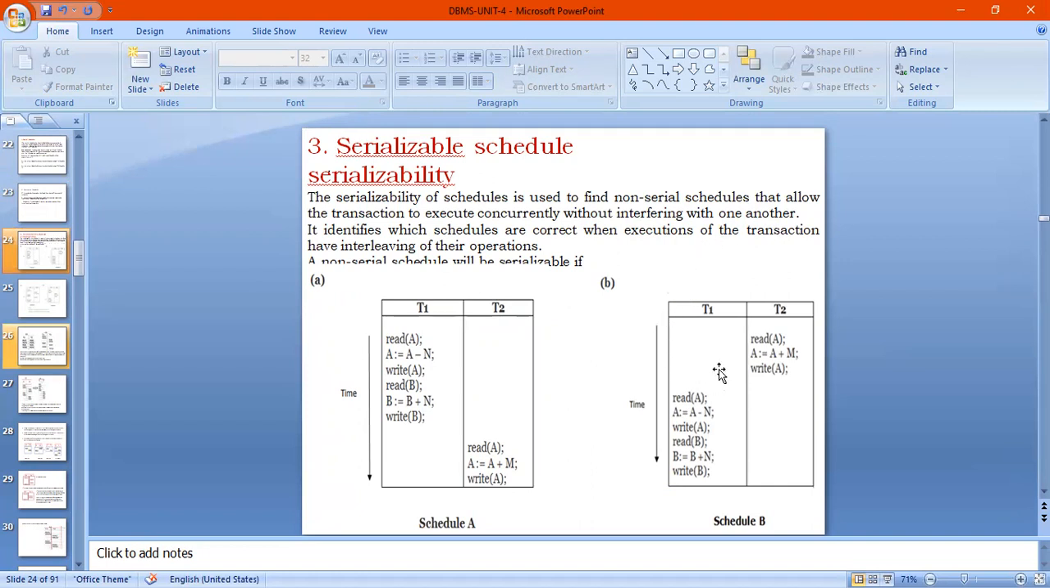So this is the diagram. At this time, read A is there, A equals A plus M, write A. So this type of transaction has been created. Here, after a little time slash, read A, A equals A minus N, write A, read B, B equals B plus N, write B in schedule B.